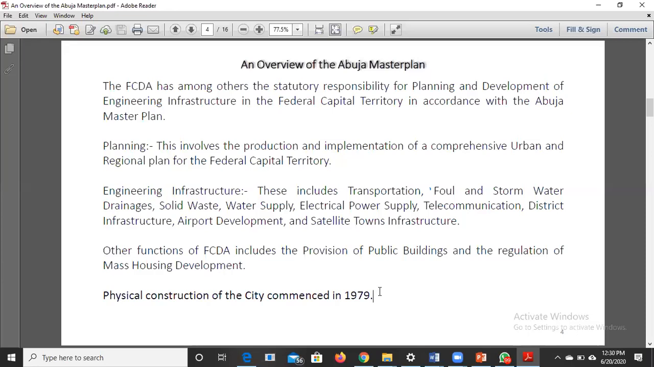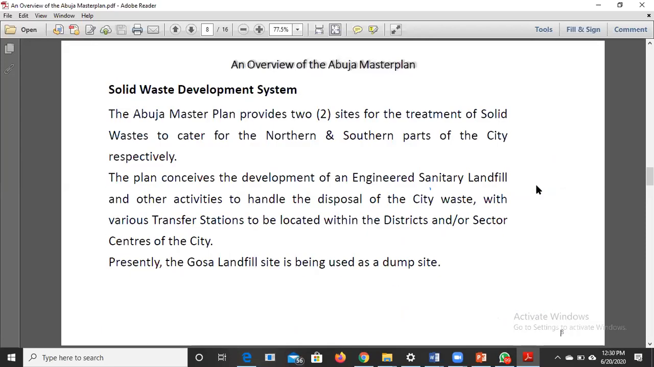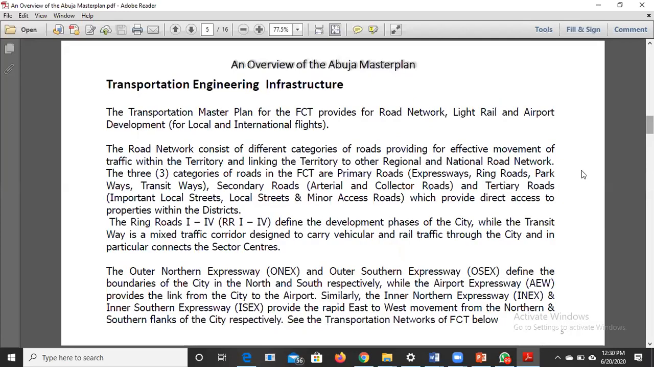Now, the part of the engineering design that encompasses the rest of them all, of course, is the transportation engineering infrastructure. What the planners try to do is to connect FCT to the national major trunk routes. So using A2 coming from Suleja, Gwagwalada, the Jos-Keffi Road, and then of course the road that goes to Kano and the Far North, they came up with a regional plan and then an urban plan, road network for the city.